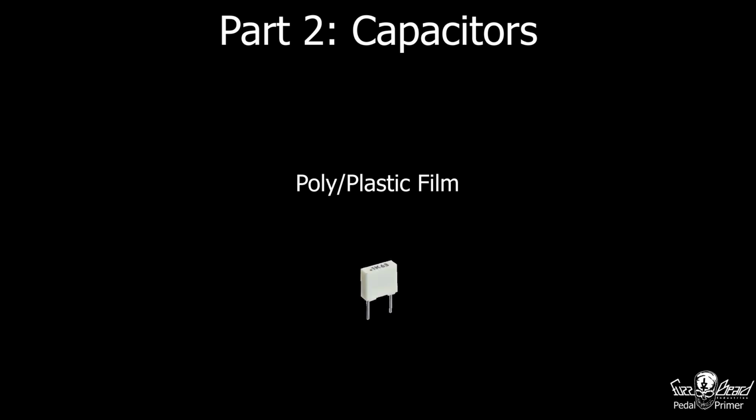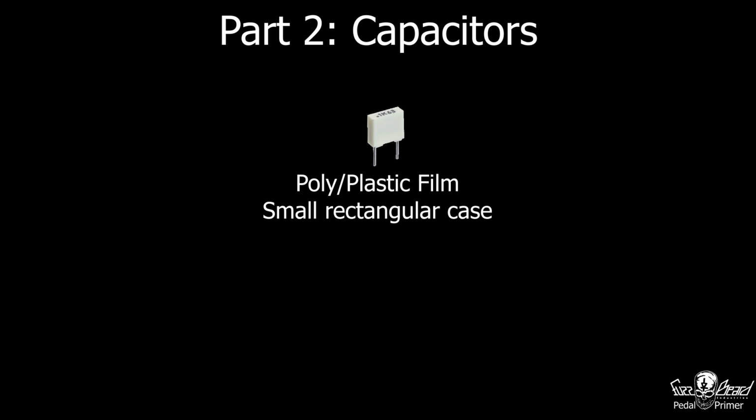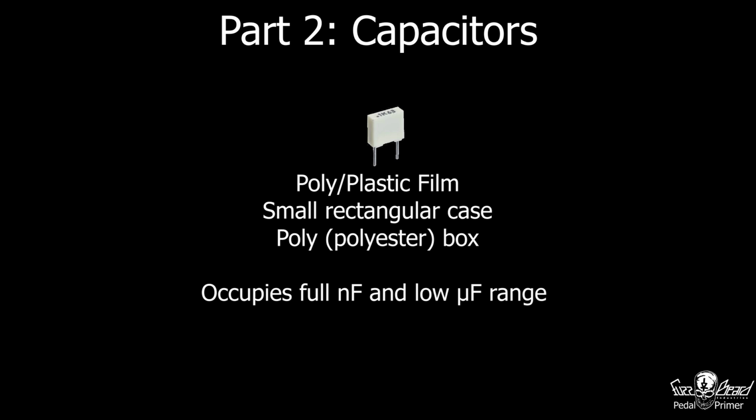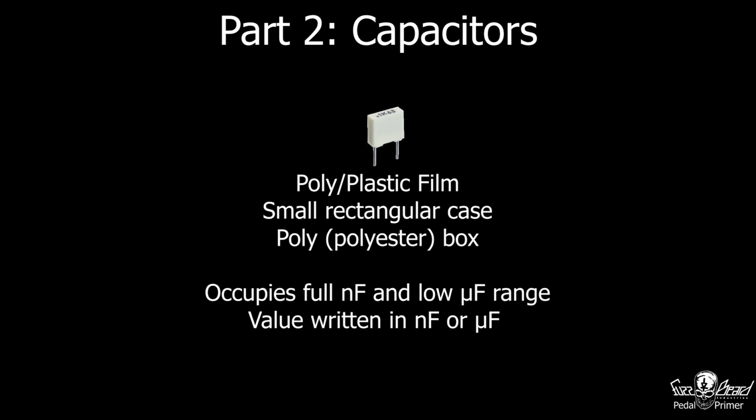Next up is poly-plastic film. These usually come in a small rectangular case or dipped in epoxy lacquer, often known as a polybox. These tend to occupy the full nanofarad range and also sometimes reach into the microfarad range. The value is either written on the body as an expression of nF or nanofarads or microfarads, or sometimes a code is used to display the capacitance instead. This generally tends to depend on the manufacturer.